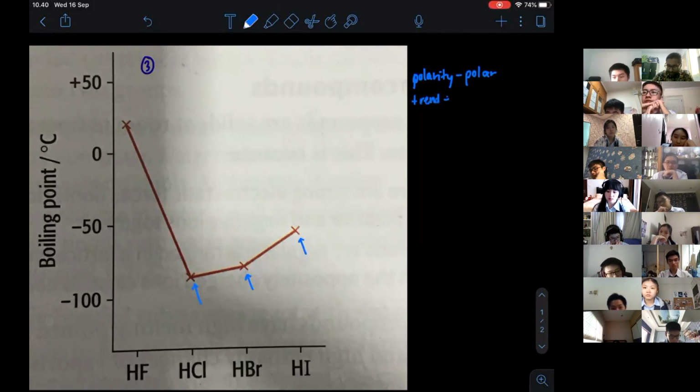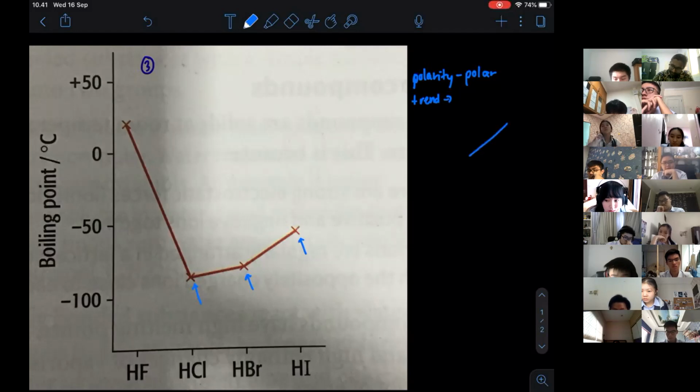Let's say I'll ask someone else. Owen. Owen, what can you say about the trend of the graph? It rises from HCl. Good. It rises from HCl. But for HF, that is unusually very high boiling point. So that is actually you're talking about trend.